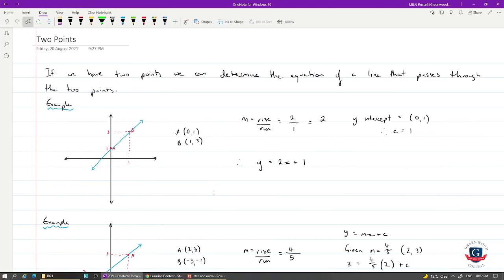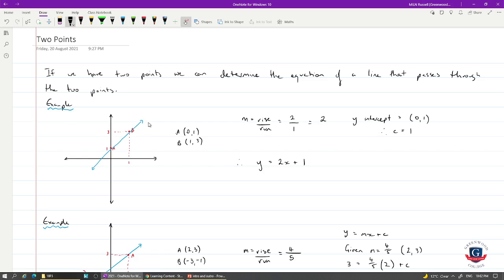Hi everybody, I thought we'd have a look at how 2 points or 1 point and a gradient can be used to find the equation of a line. So if we have 2 points, we can determine the equation of a line that passes through the 2 points. Here we have a case where a line passes through 2 points A and B.